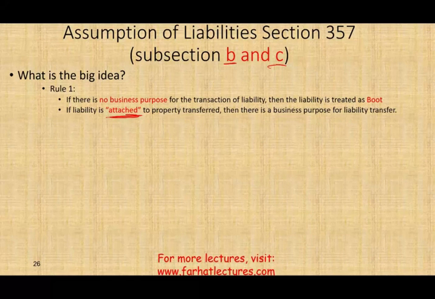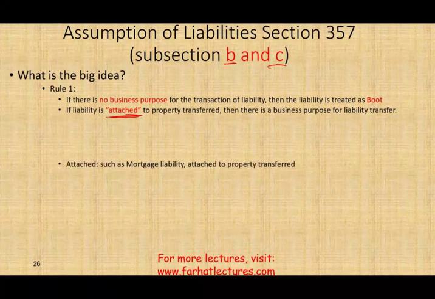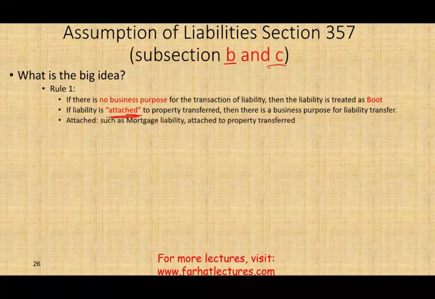If the liability is attached to the property transfer, then there's a business purpose for the liability transfer. What does it mean if it's attached? Well, if it's a mortgaged property, then the liability is attached to the property. Then in those circumstances, it's considered a business transfer. Okay? Now, this is rule number 1.